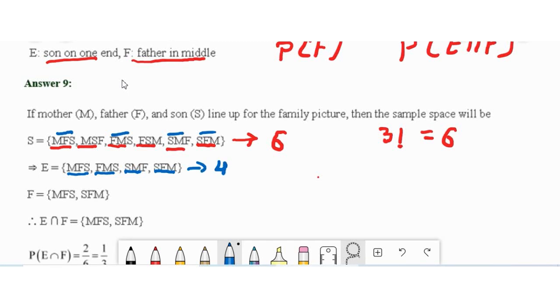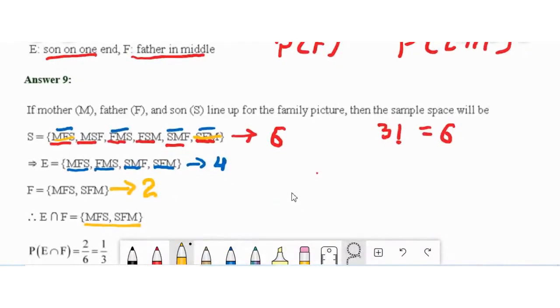Okay, then father is in the middle. Now you just check where the father is coming in the middle. Alright, father is in the middle here, and father is in the middle in the last one. So MFS and SFM. So the total outcomes for event F is 2. Now the intersection you can find out very easily. So this is your intersection.